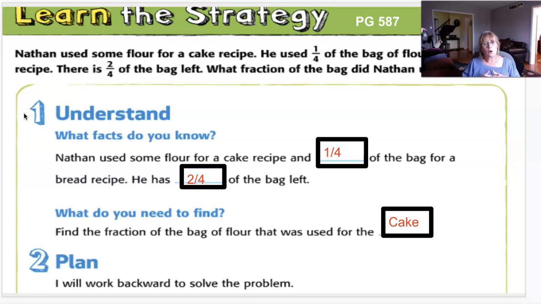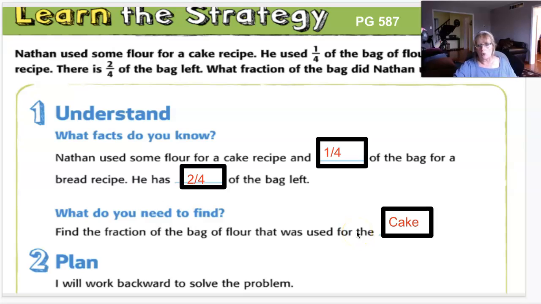Well, first of all, they're talking about everything in fourths. So it looks like they took that bag of flour and cut it into 4 equal pieces. That's our denominator. Here are the facts that we do know. We know Nathan used some flour for a cake recipe. We know 1/4 of the bag was for a bread recipe. And I know that there was 2/4 of the bag left over. What do we need to find out? We need to find the fraction of the bag of flour that was used for the cake.